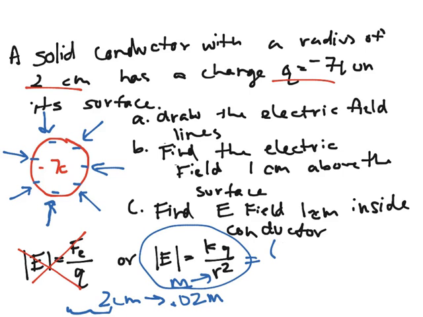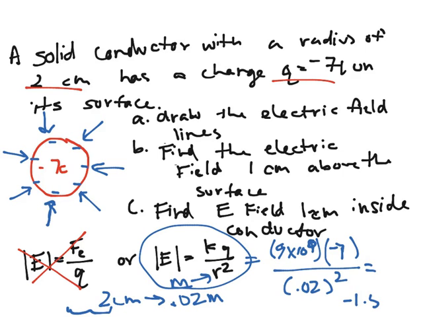So this is equal to k, which is 9 times 10 to the 9th, times our q, which is -7, divided by our radius squared, so 0.02 squared. If you do that, you'll get the answer as -1.5, or I'm going to round that actually, -1.6, excuse me, times 10 to the 14th.